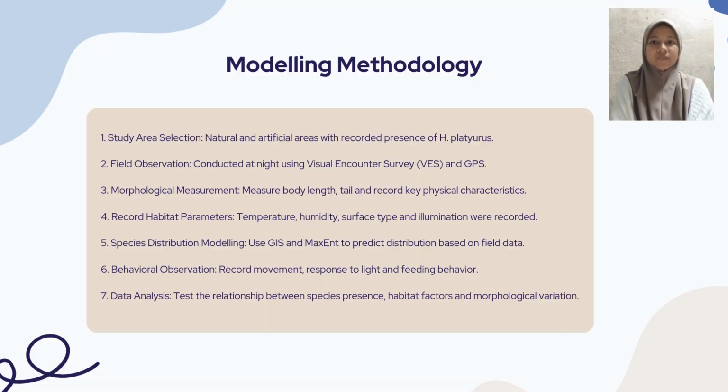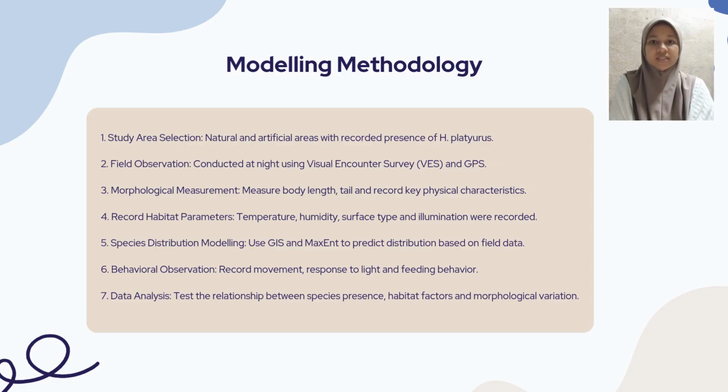Modeling methodology. First, study area selection. Natural and artificial areas with recorded presence of H. platypus. Second, field observation. Conducted at night using visual encounter survey, VES, and GPS. Third, morphological measurement. Measure body length, tail, and record key physical characteristics. Fourth, record habitat parameters. Temperature, humidity, surface type, and illumination are recorded.